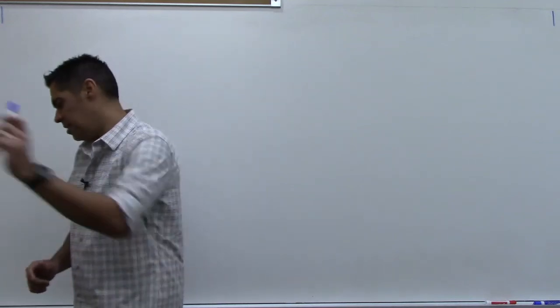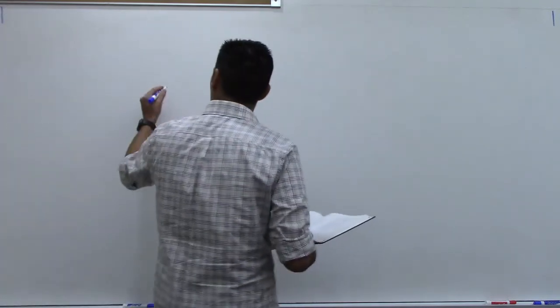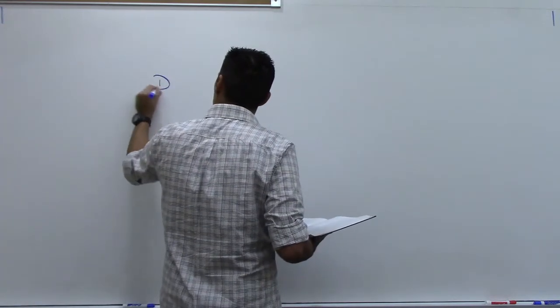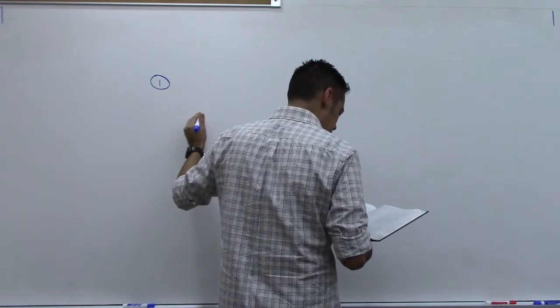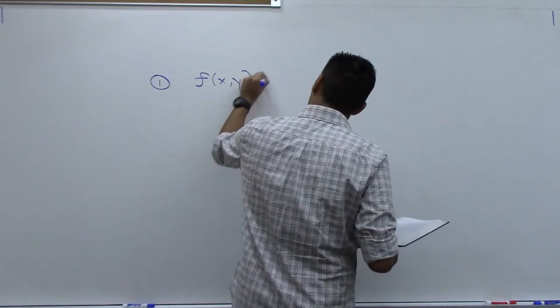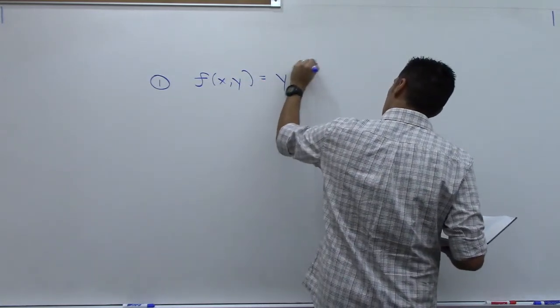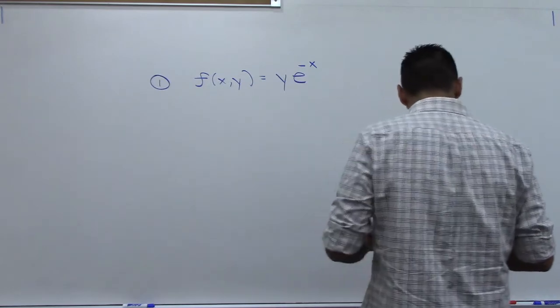Working 11.6, directional derivative and the gradient vector. I'm going to be working problem 1 to start here. So we're given f of x, y equals y e to the negative x. So that's some surface sitting there.